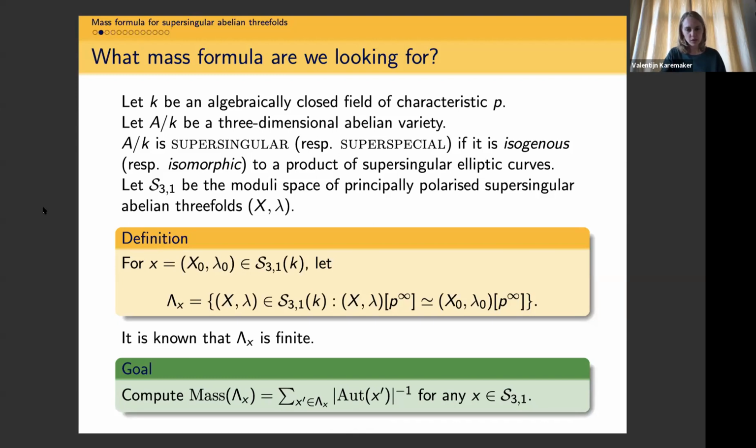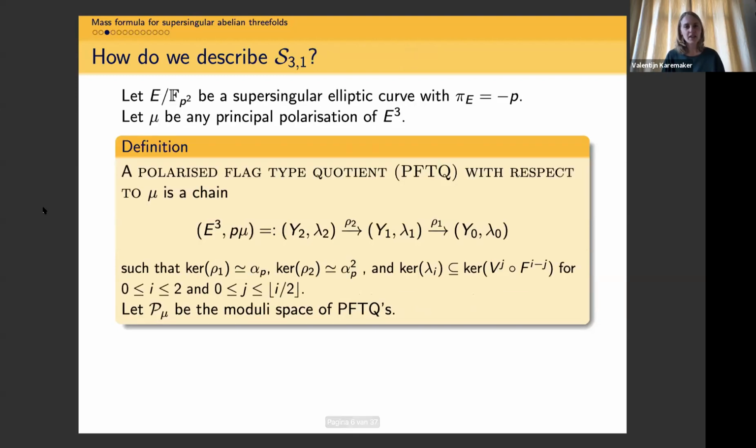Okay, so let's start by looking a bit more closely at this S_{3,1}. We'll study it through what are called polarized flag type quotients, or PFTQs. This was developed by Li and Oort. And how it works is like this. We start with E over F_{p^2}, a supersingular elliptic curve, whose Frobenius endomorphism is -p. And we let μ be any principal polarization of E^3.